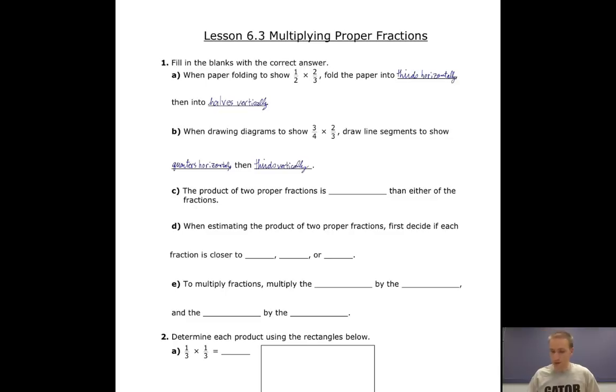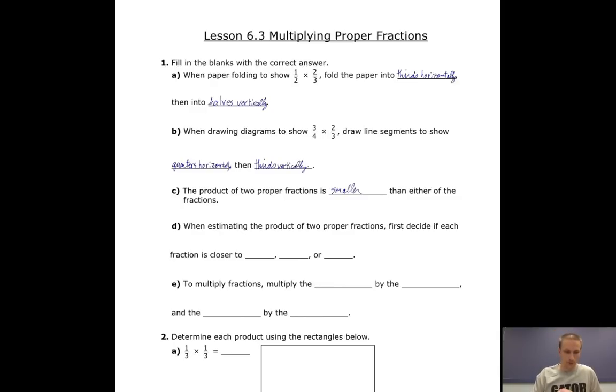Now, when you're doing the product of two proper fractions, it is going to be smaller than either of the fractions. That is because, for instance, when you're doing 1/2 times 2/3, 1/2 of 2 is 1, so you'd get 1/3. Well, that's smaller than 2/3. And the 1/3 is also smaller than the 1/2, because if you take 1/2 of 3, it would be 1.5. You can see when you multiply something like 1/2 times 2/3, you get a product of 1/3, and that's going to be smaller than both of the factors.